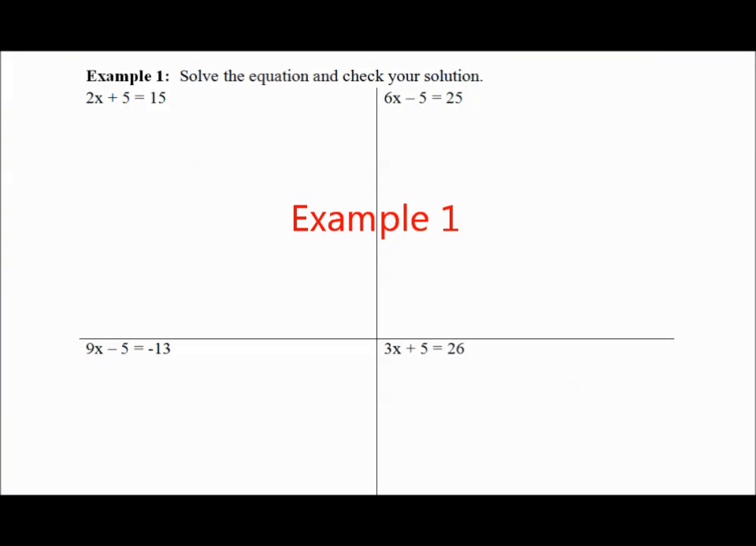Example 1. Solve the equation and check your solution. For this example, we have 6 problems. We'll work 3 together and you'll try 3 on your own. So let's go ahead and get started.